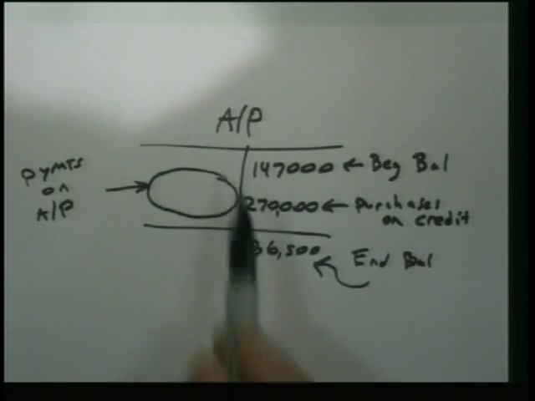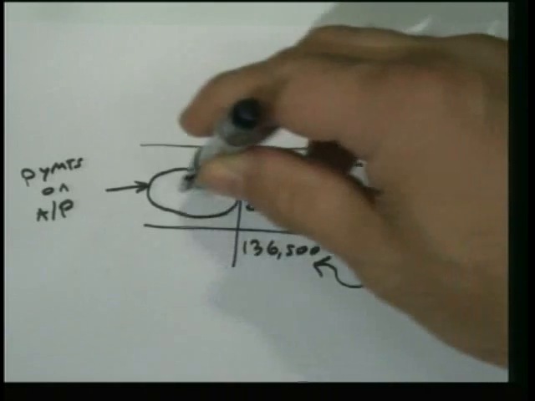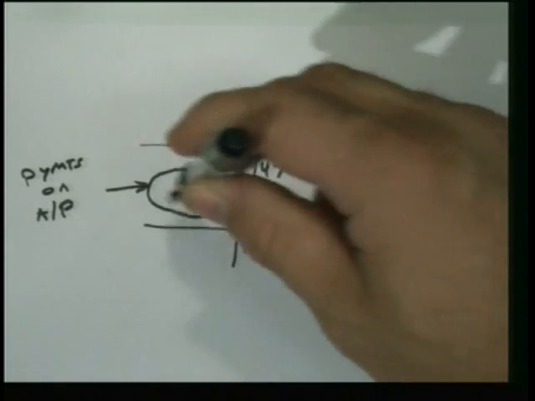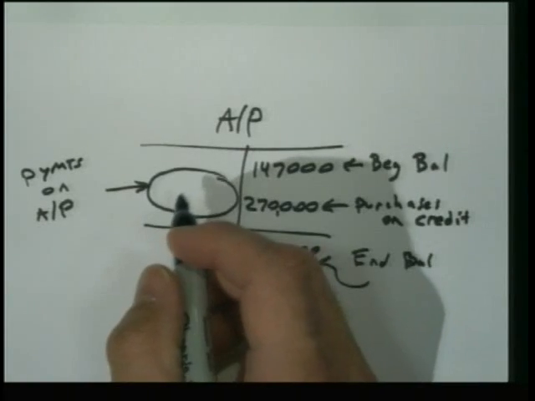So they want to know the number that goes in that blank or that circle, right? So this plus this minus this has to equal that. There's one number and only one number that goes in that circle that causes it to be valid. And what is that number? 280,500.